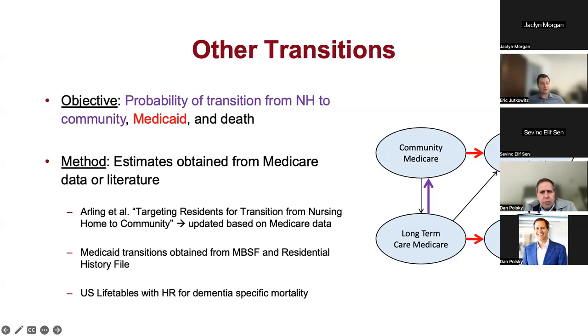And then for mortality, we used life table data and also some estimates from the literature, which basically give different estimated survival times based on age of onset, gender, and race of the person with dementia.